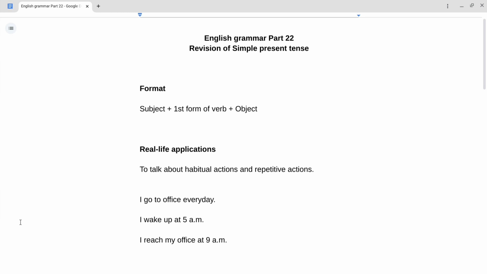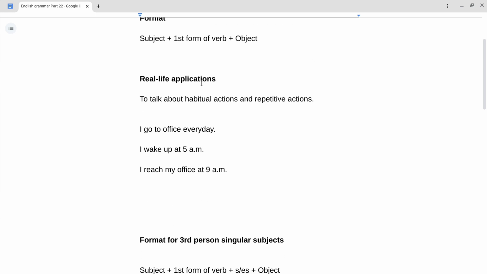Okay. So we will do a revision of simple present tense. We have started with the real life applications of simple present tense, like habitual actions and repetitive actions of first person and third person singular subjects. Here is the format: subject plus first form of verb plus object. Here simple present tense is used to talk about habitual actions and repetitive actions. You can look at the real life applications here.